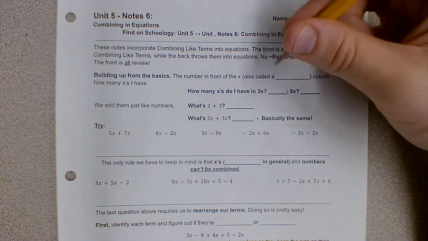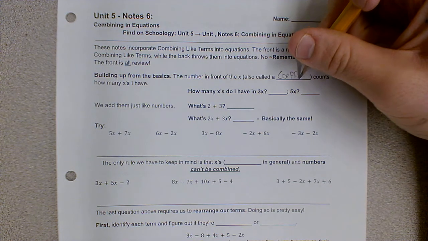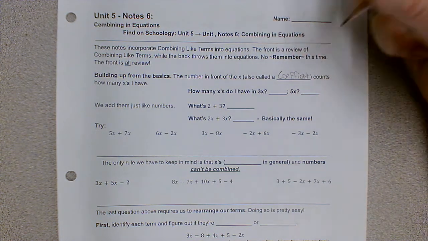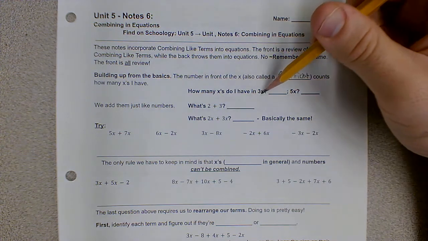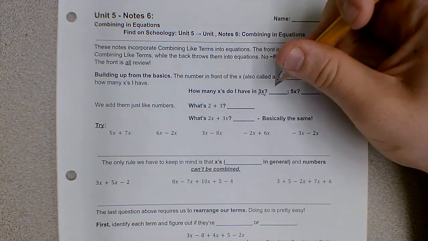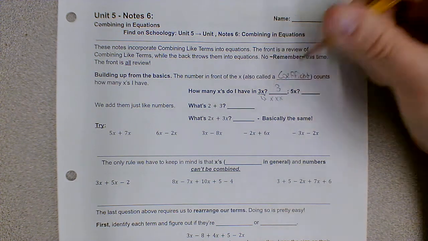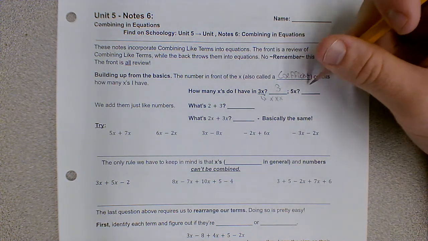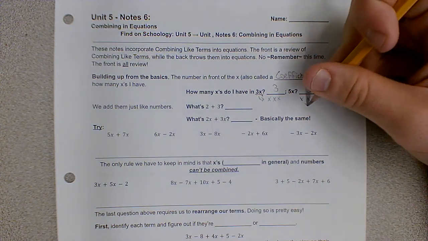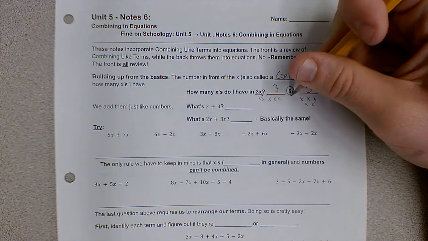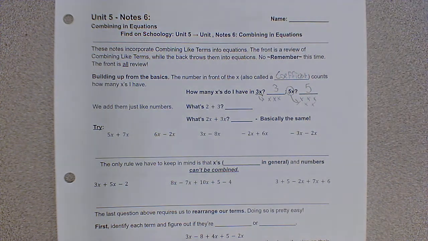The number in front of x is called a coefficient, and it counts how many x's I have. So, how many x's do I have in 3x? Well, I have 3 of them. This counts as 1, 2, 3 x's. Here, in 5x, I have 5 x's: 1, 2, 3, 4, 5. This number represents how many x's are in this group. So I have a group of 5 x's right there.